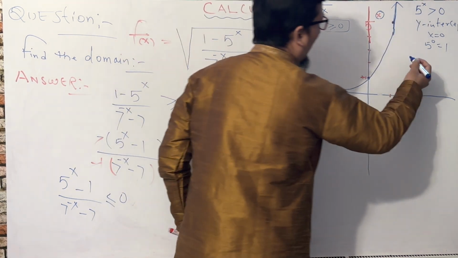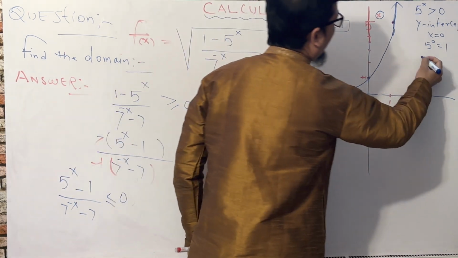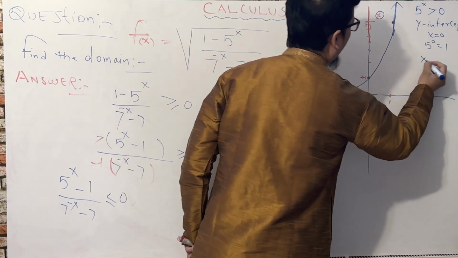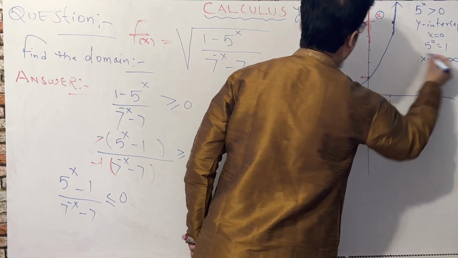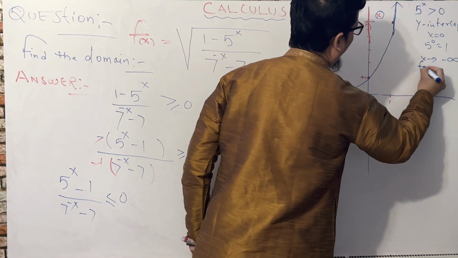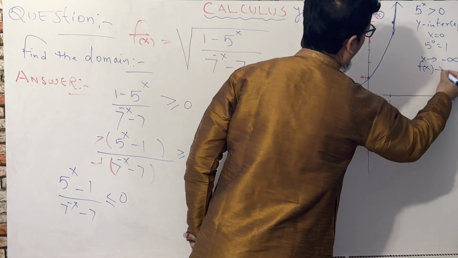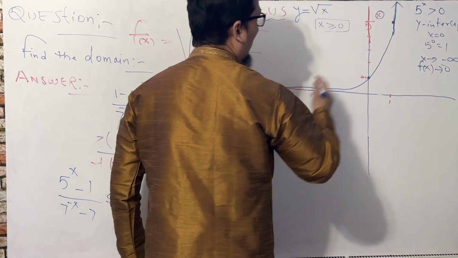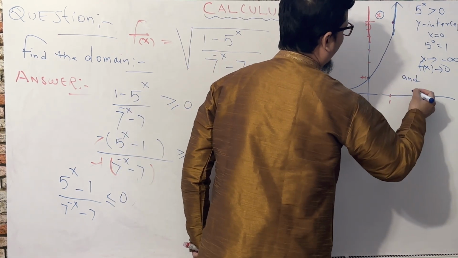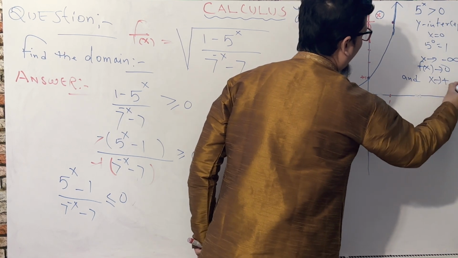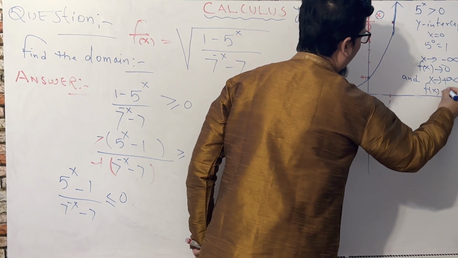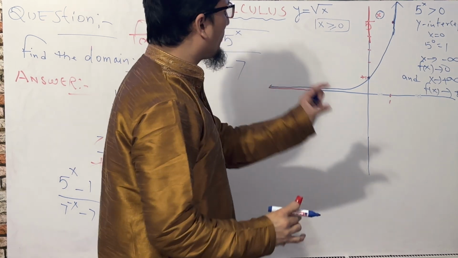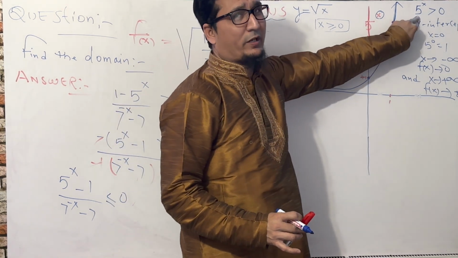If you want to see the end behavior here, if x tends to minus infinity on this side, the function f(x) goes to 0. You must know all these fundamental things. If x goes to positive infinity, then the function goes to positive infinity. This is the normal condition of the exponential function, which is 5 power x.